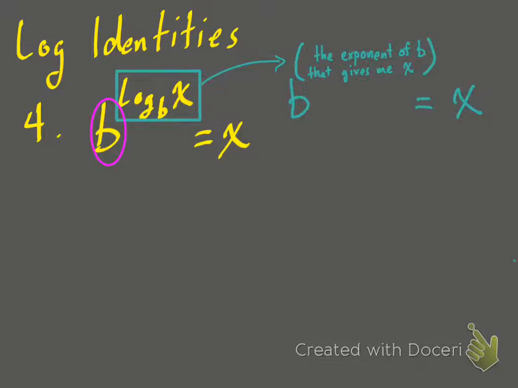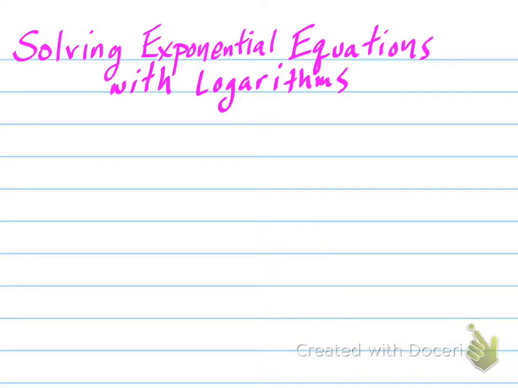It's not a factorial. So anyway, that's the fourth log identity. It is an odd little expression sometimes, and you may see it sometimes, but it's kind of rare. All right, so let's move on to the second part of the video here about solving exponential equations with logarithms.